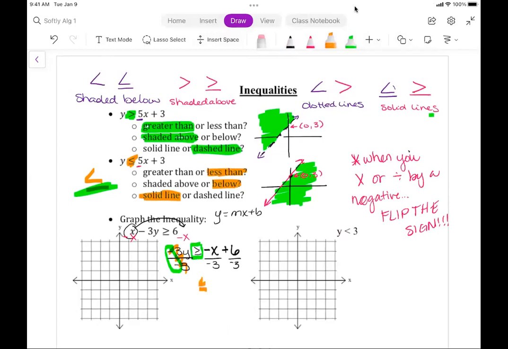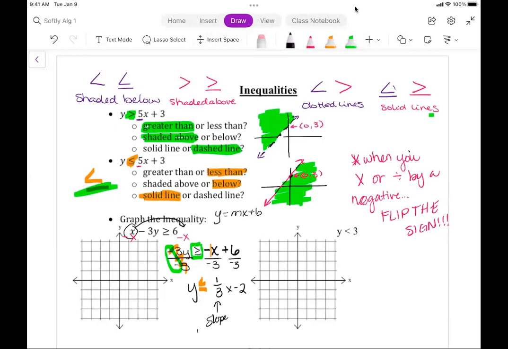So now that's my new symbol, less than or equal to. So now I've got y is less than or equal to negative 1, because that's what's in front of this x that I know is there, but I can't see. Negative 1 divided by negative 3 would be a positive 1/3 x. And then 6 divided by negative 3 would be negative 2. That means this is my slope.